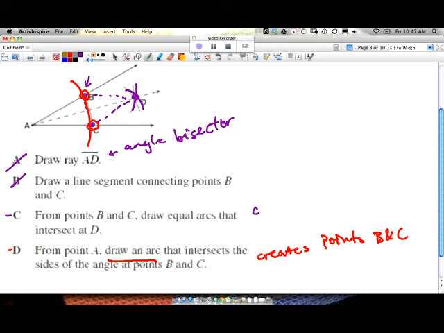And C here creates point D. So the question is, which one comes first? Well, the answer is D. And that means that you got to create points B and C first before you can create point D. All right, so there's that one.